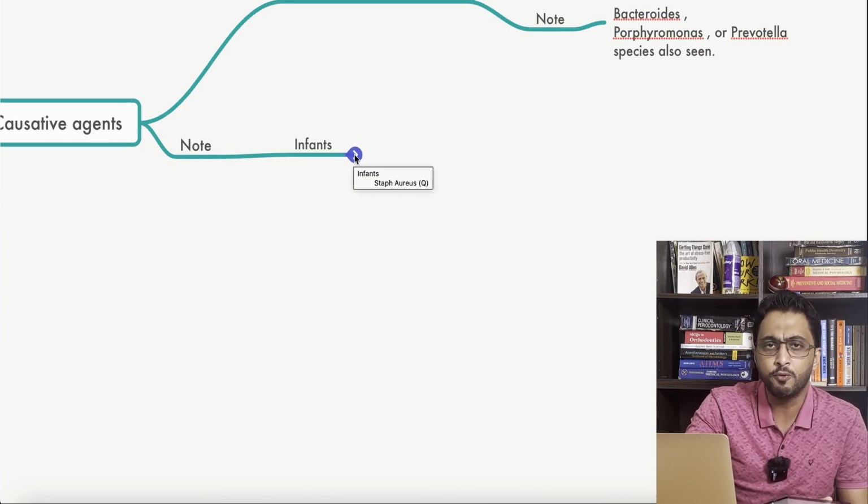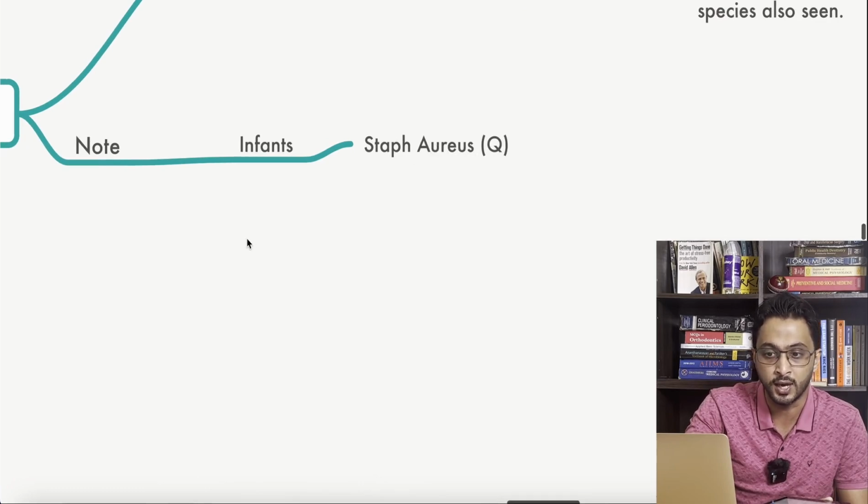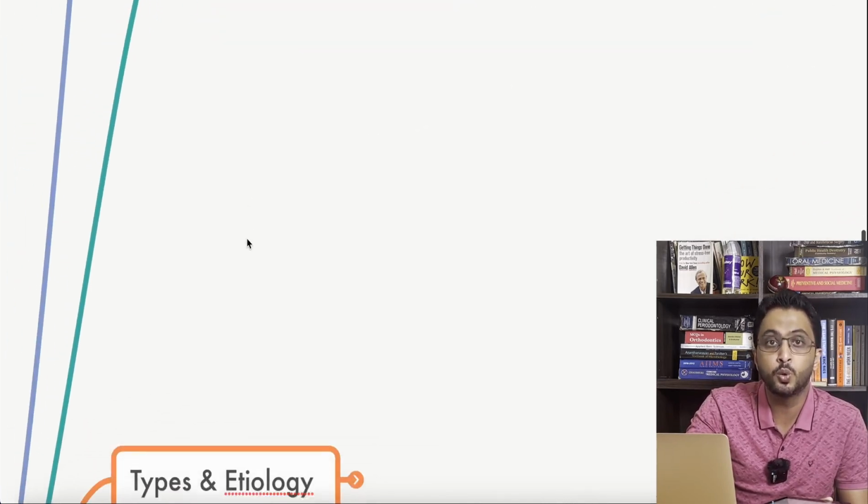Infants, okay. It's Staph aureus. So in infants, what is the causative agent? Is the question asked. Same thing. It's the same Staph aureus. Okay. So the key point here, I want you to notice Staph aureus.